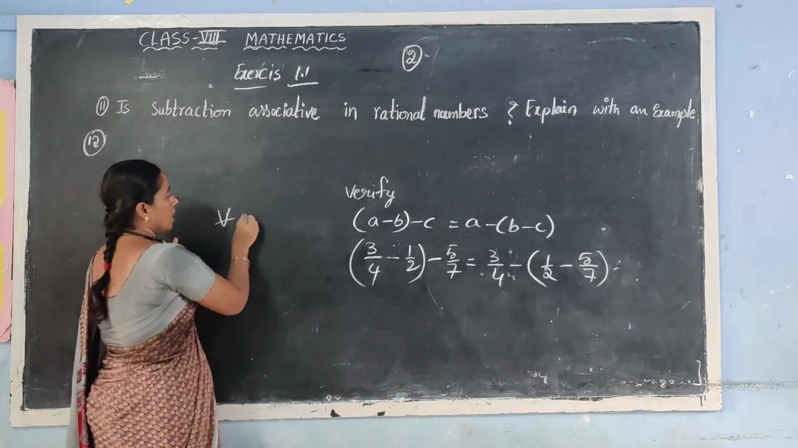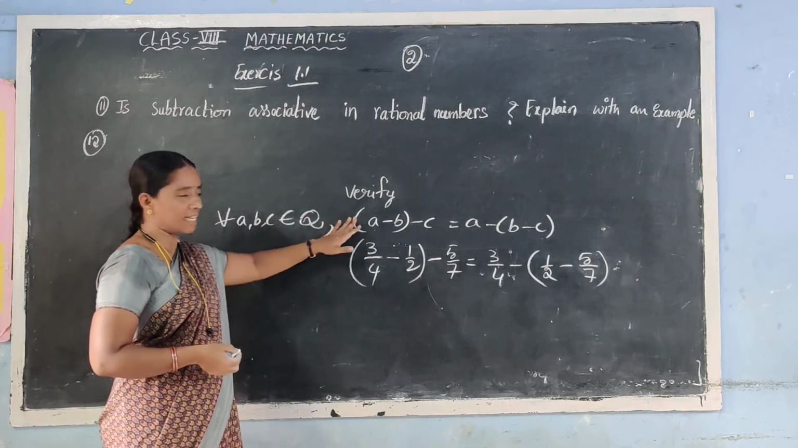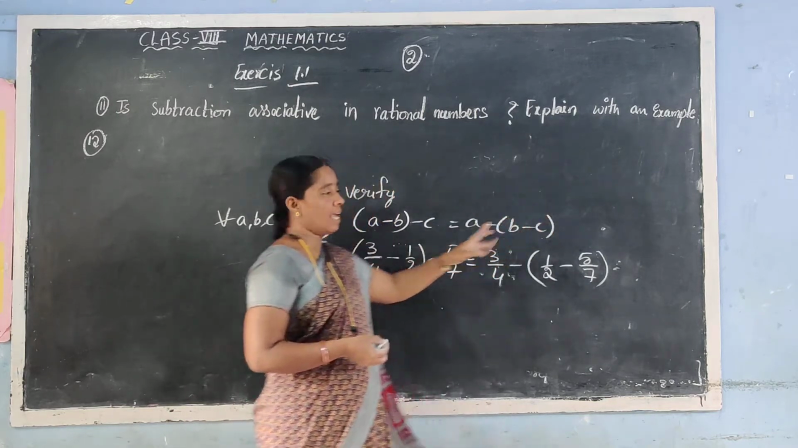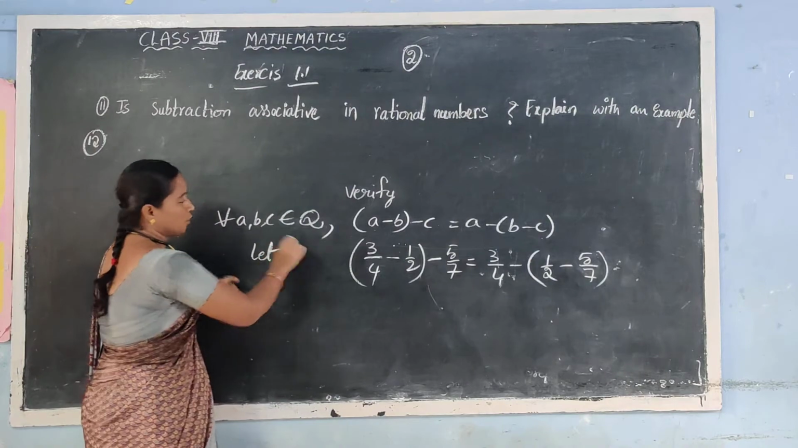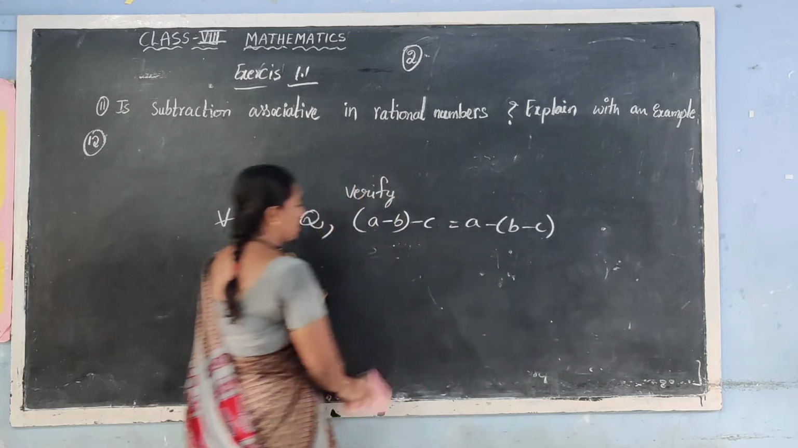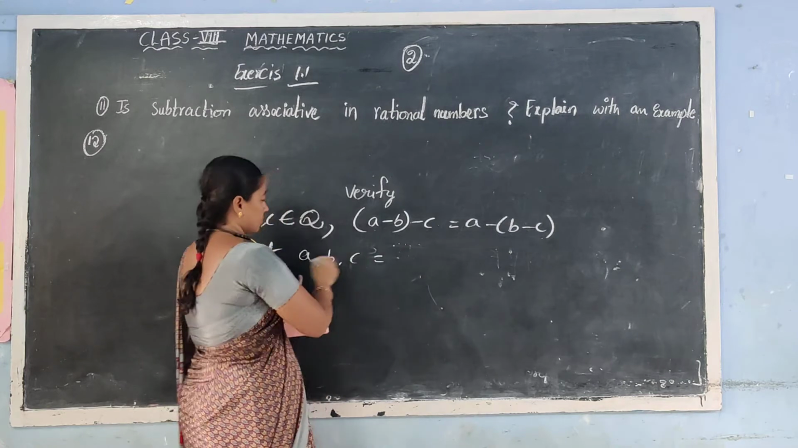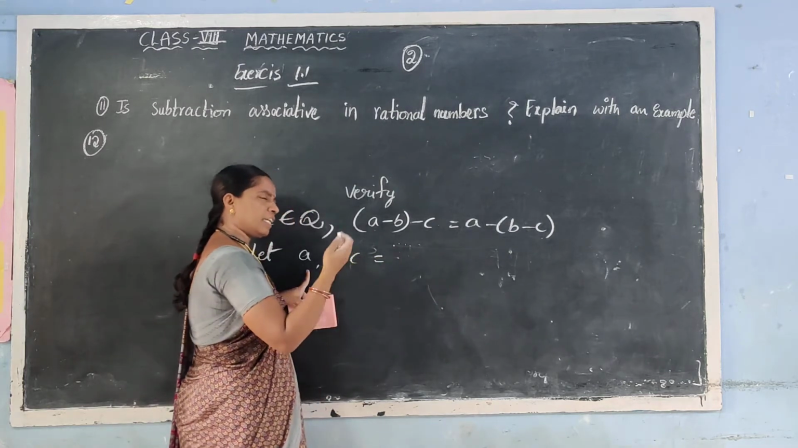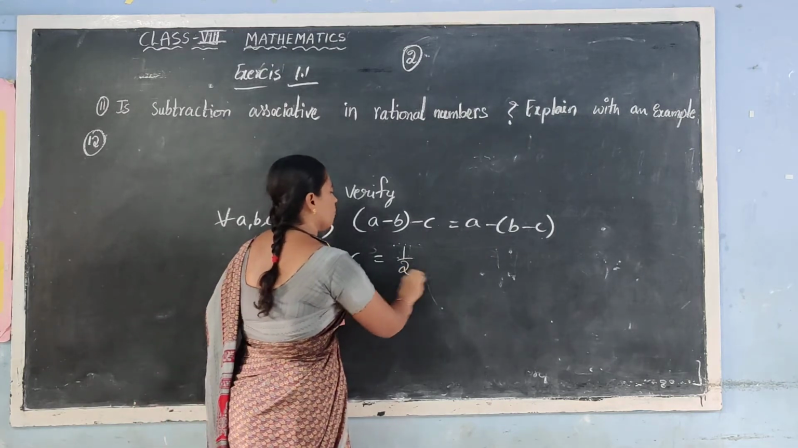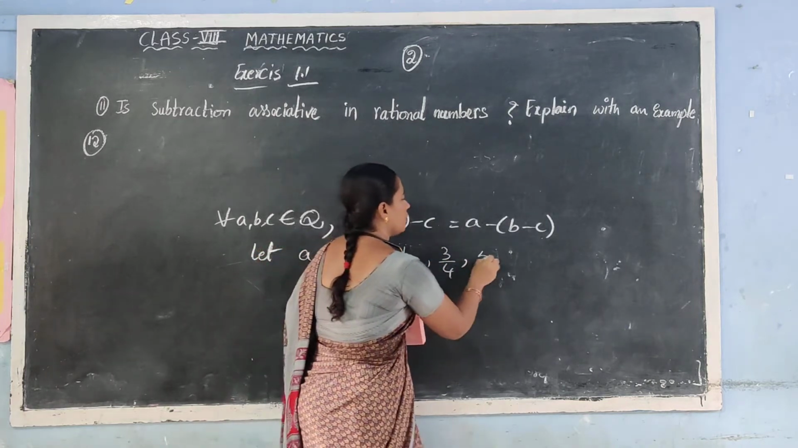For all a, b, c belonging to Q, the first step is to write like this: (a minus b) minus c equals a minus (b minus c). Then, let us take any three rational numbers. Let a, b, c be any rational numbers with unequal denominators. For example, 1 by 2, 3 by 4, 5 by 6.